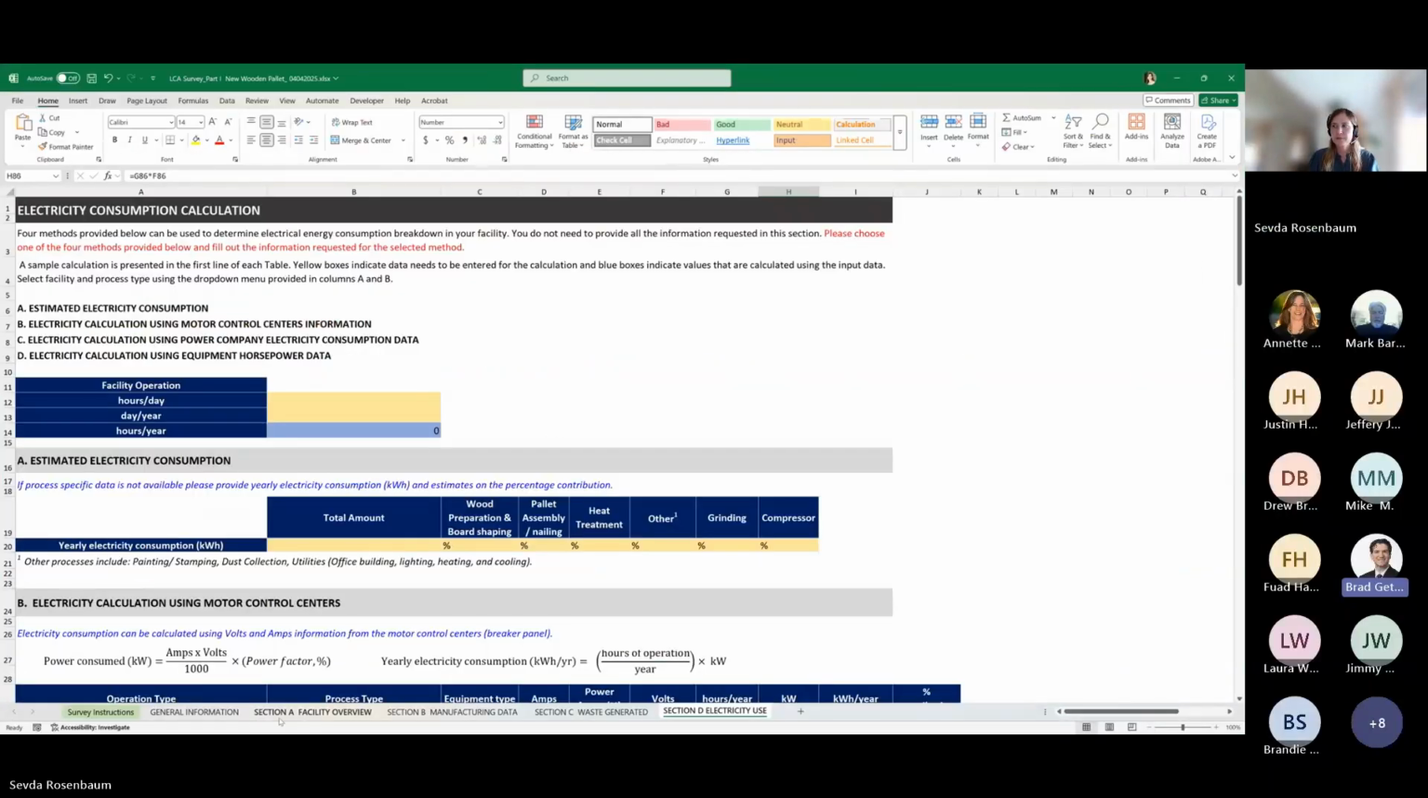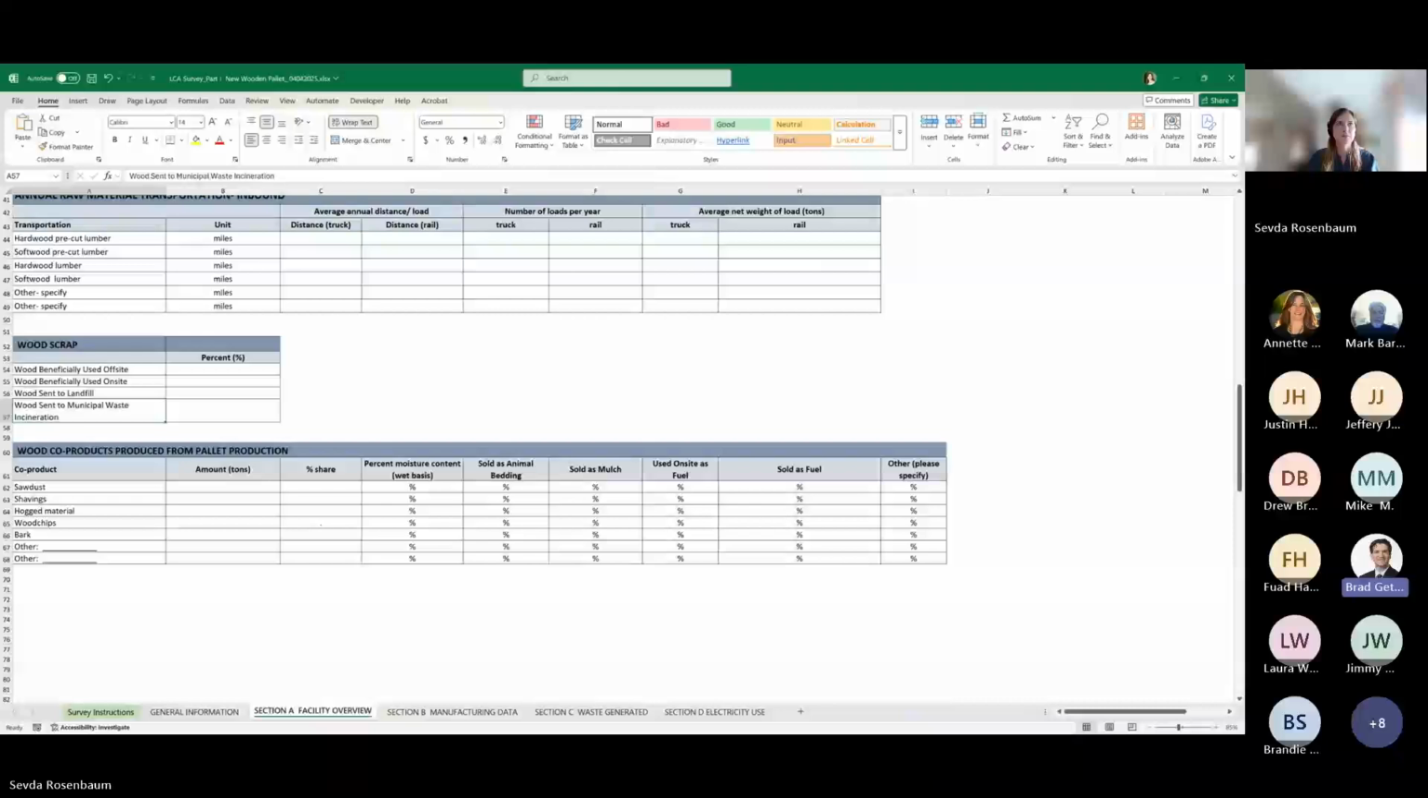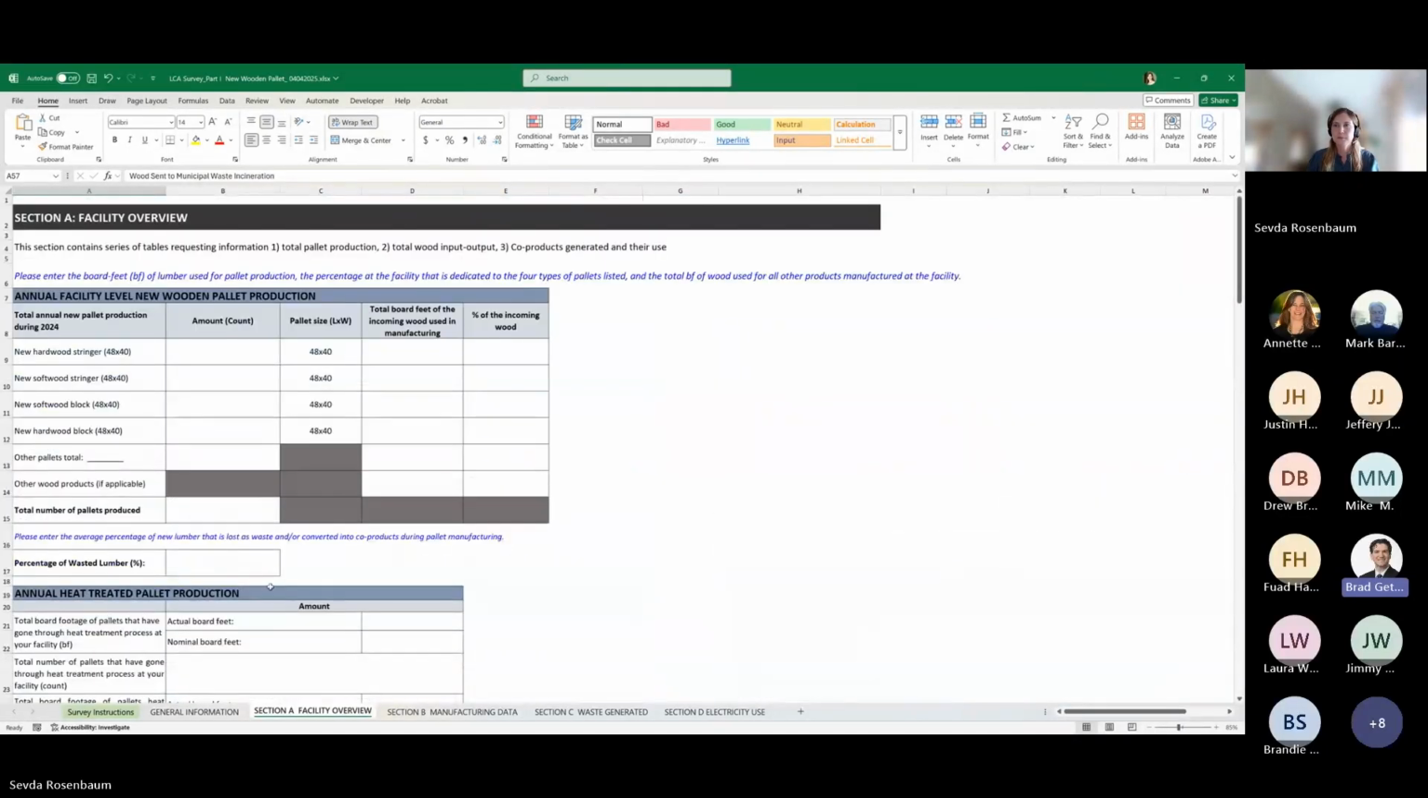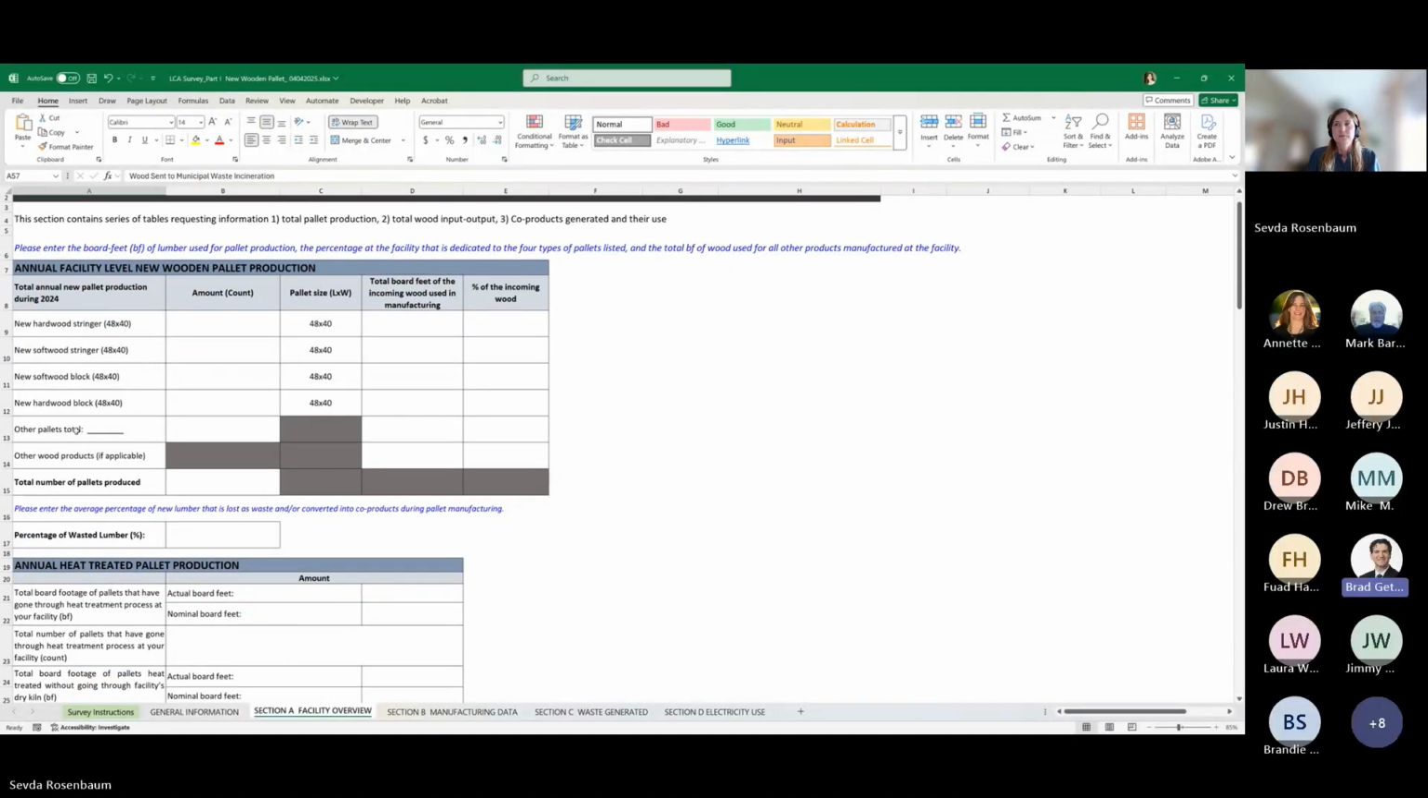The question was just, do we add rows in the document for all the different sizes on Section A? I think for this case, only for the purposes of the LCA, we're just doing 4840 pallets. Is that correct? Yes, that's correct. But we're asking the number of other pallets just to be able to allocate the utilities and other process inputs between the pallets that we are going to calculate versus the pallets that are not in the study.